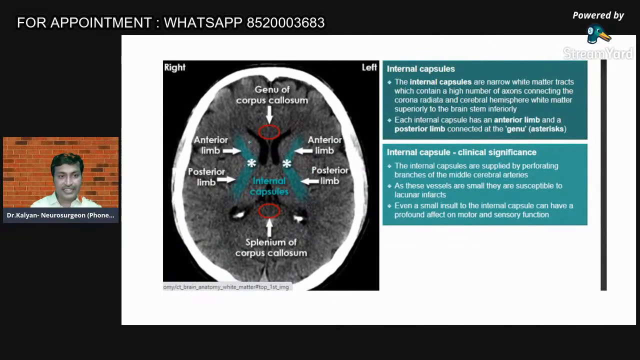So what structures are present in between the basal ganglia? These V-shaped structures. Can anyone tell me what is the name of this structure? This V-shaped structure present in between the basal ganglia. I'll wait for 5 seconds.